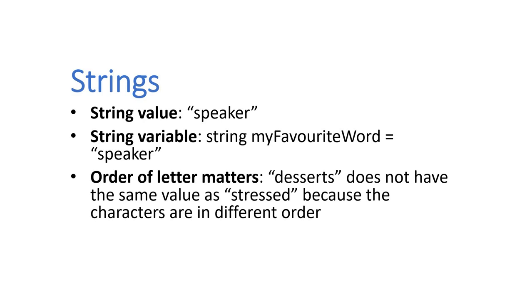To create a string variable, we just state the data type String, give the variable a label, and then use the assignment operator to assign the variable the string value. We should also note that the order of characters does matter. So let's say we have a string with "deserts", and then we have a different string with "stressed". Although these two strings have the same letters, they would not be considered as having equal values because the letters are in different orders.